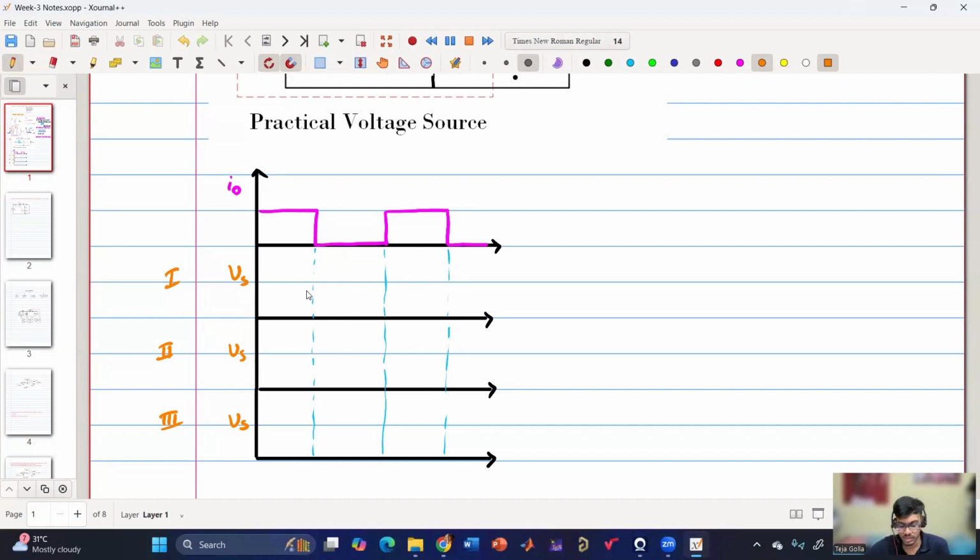A straight line, it won't change with I naught. Yes, very good. So it will be like a straight line. The value can be anything. So here I have considered some value. Maybe let us align with the grid, so it will be nice.